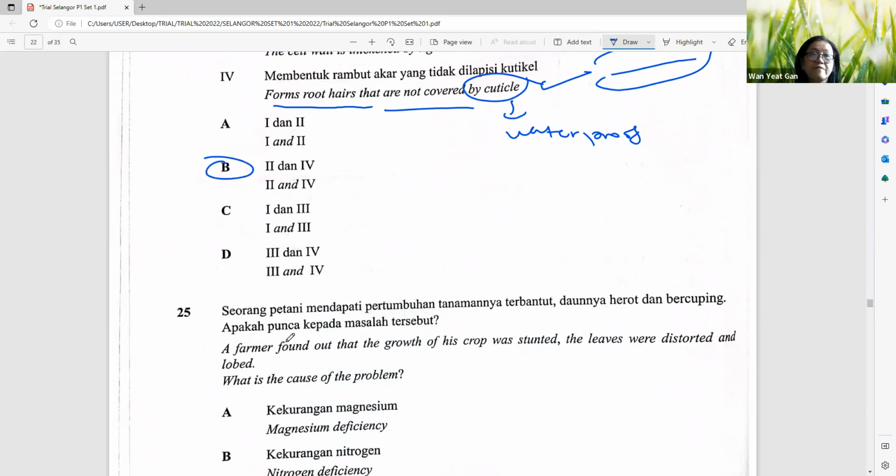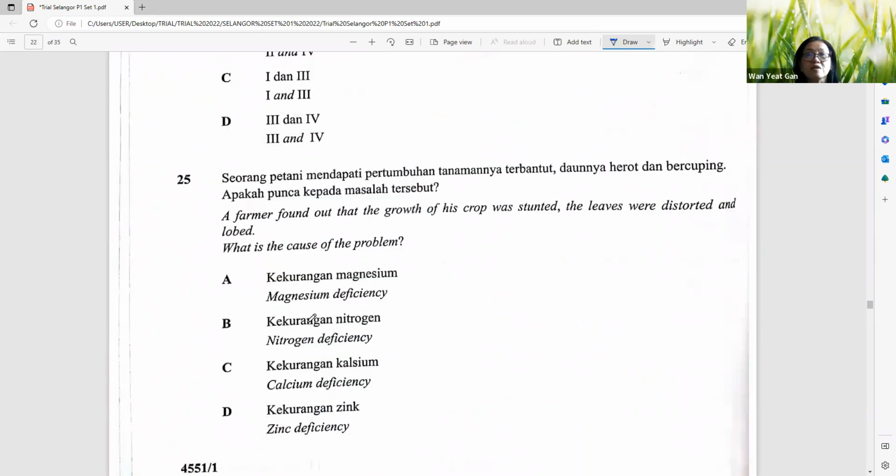Okay, 25. A farmer found that the growth of his crop was stunted, and the leaf was distorted and low. What's the cause? Okay, so stunted, low and distorted. This is calcium deficiency.